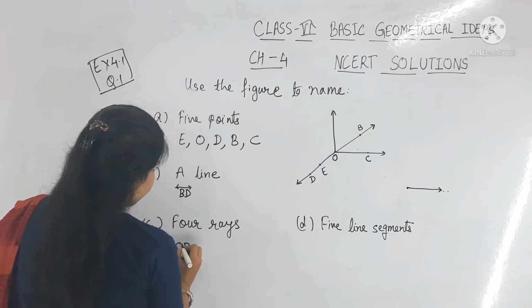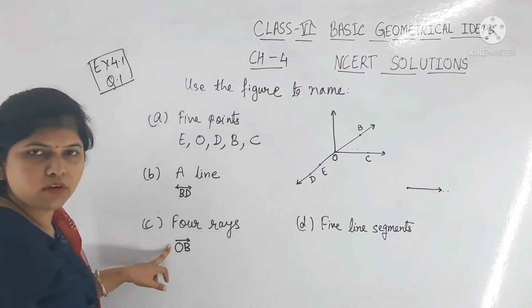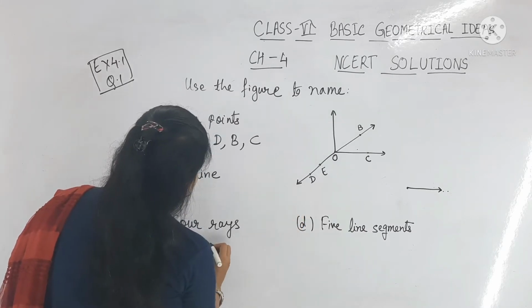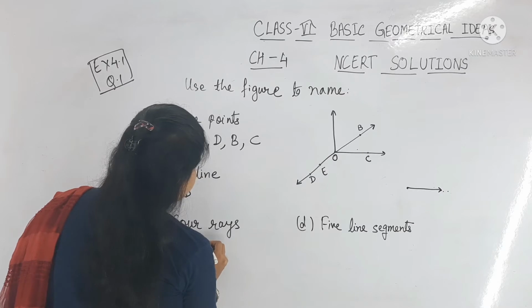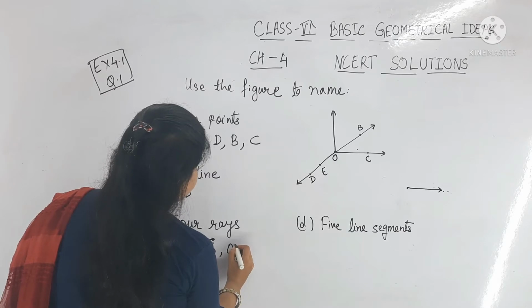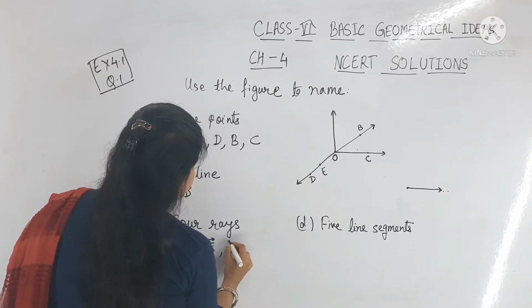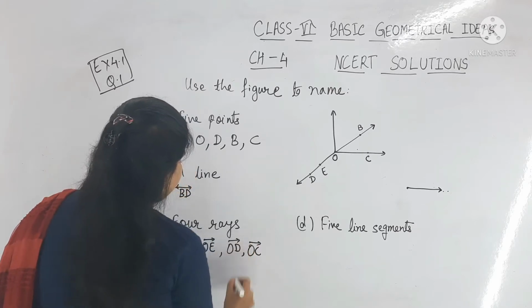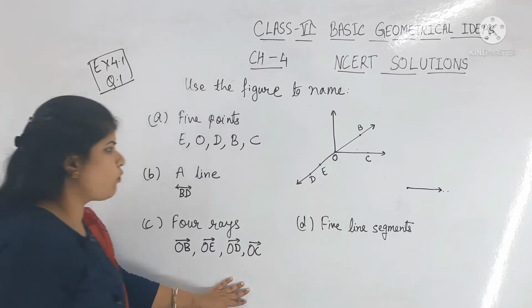OB. You have to mark like this in the above. OB, then OE, then OD, then OC. Like this you have to write the 4 rays.